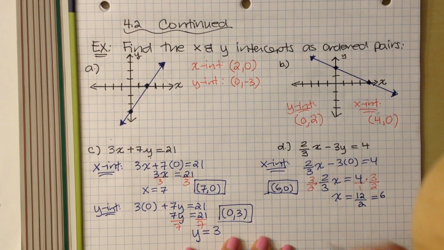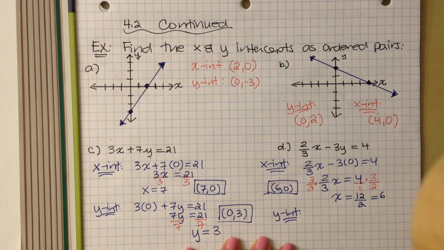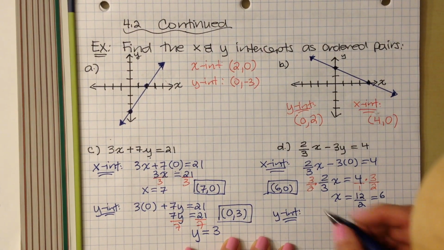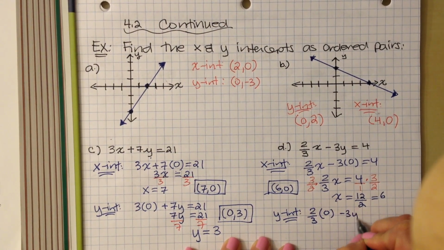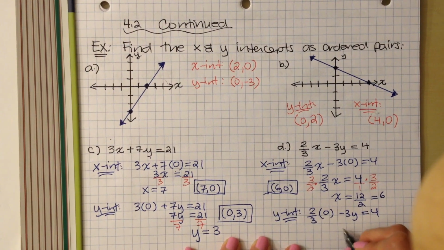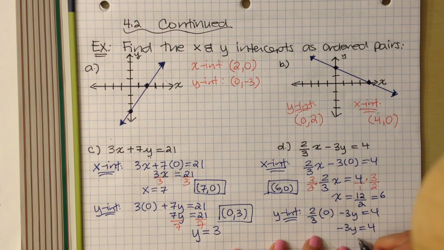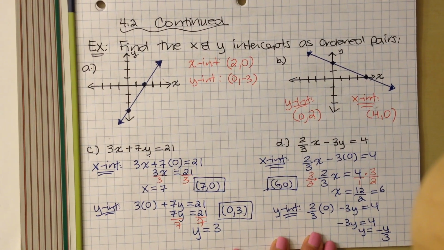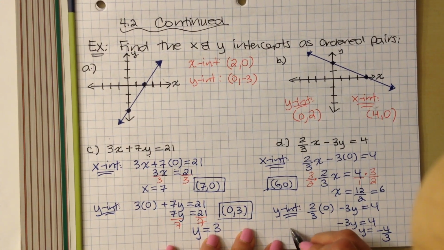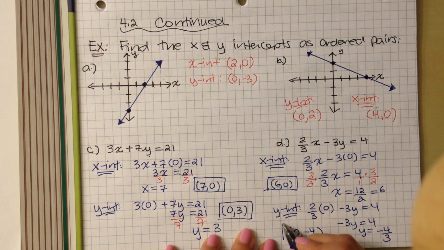Last, find the y-intercept. Okay, y-intercept, substitute 0 for x. So we know this fraction goes away. All right, so we have -3y equal to 4. Divide by -3, we get y equals -4/3. You want to make sure you write your answer as an ordered pair: 0, -4/3. And then we have our final answer.